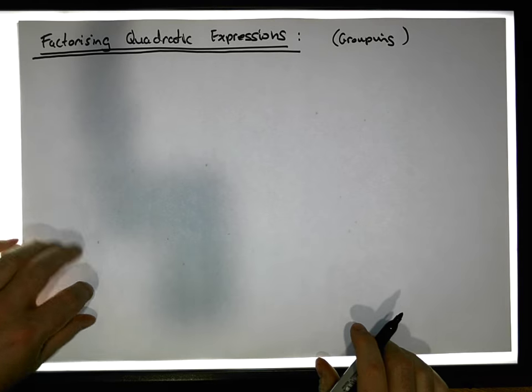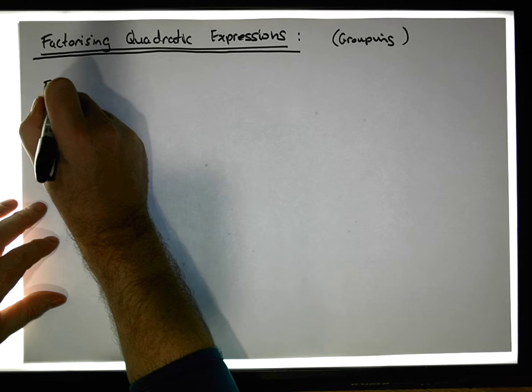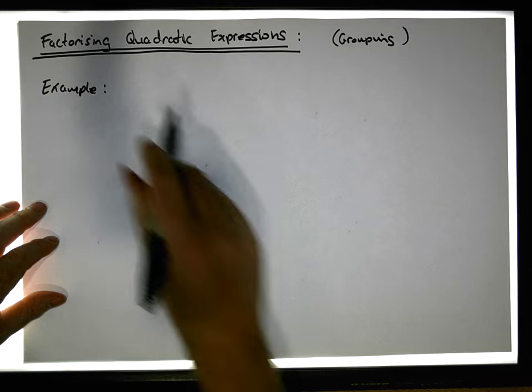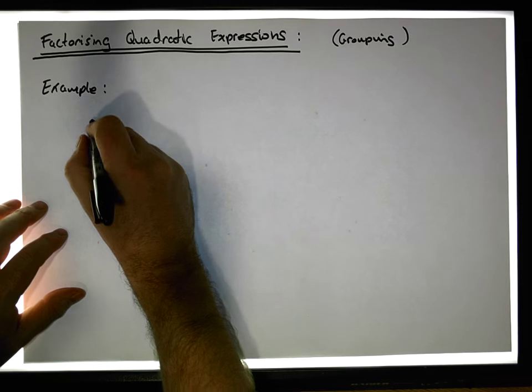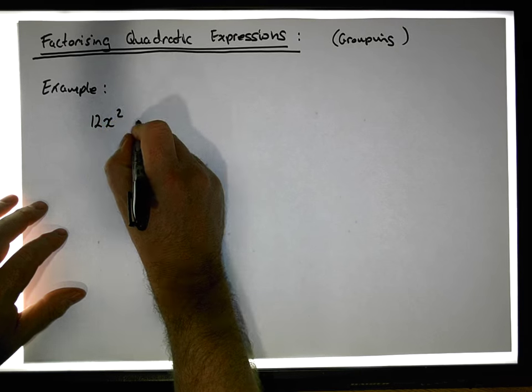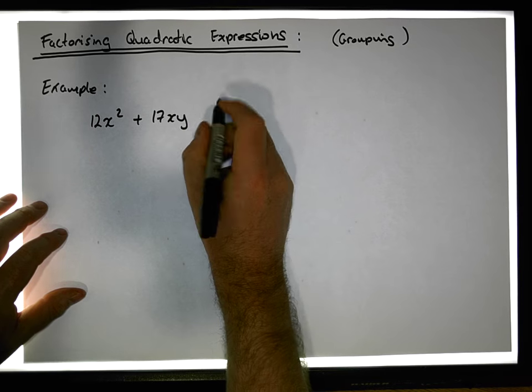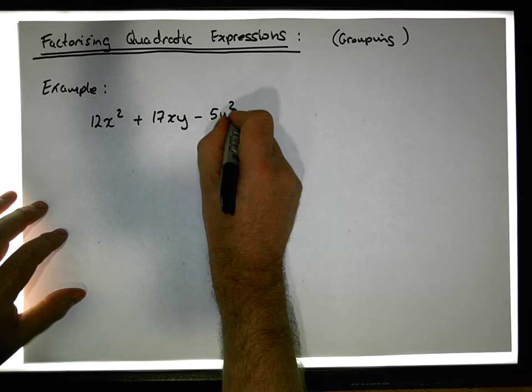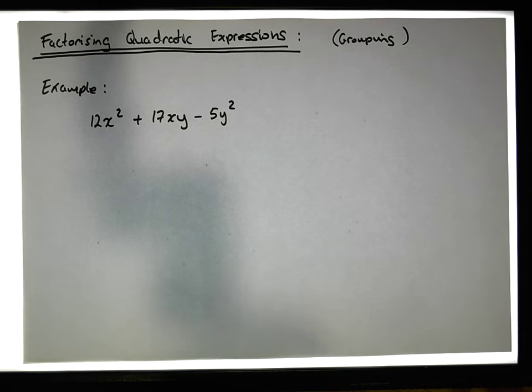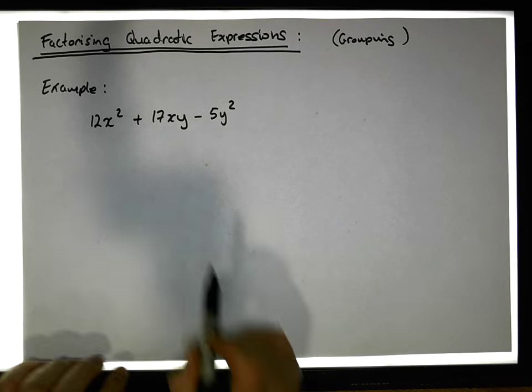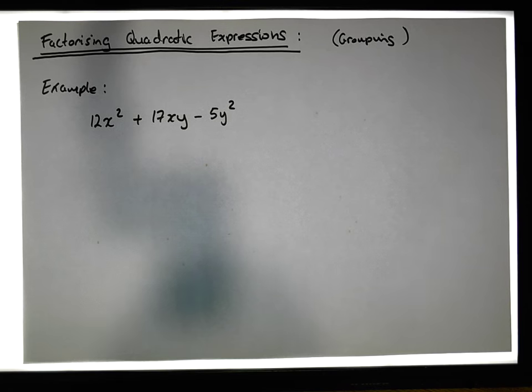Okay. So the algebraic expression, the quadratic, that we're going to look at here is something like this. It's 12x squared plus 17xy minus 5y squared. It looks quite complicated, yeah. But let's not get too worried about this. This is actually technically not a quadratic, but we can still use this particular quadratic technique to solve this type of expression.